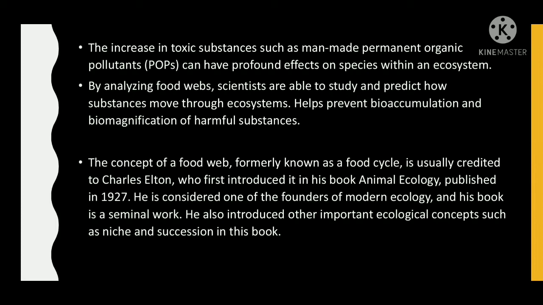biomagnification of harmful substances. The concept of food web, formerly known as food cycle, is usually credited to Charles Elton, who first introduced it in his book Animal Ecology, published in 1927. He is considered one of the founders of modern ecology and his book is a seminal work. He also introduced other important ecological concepts such as niche and succession in this book.